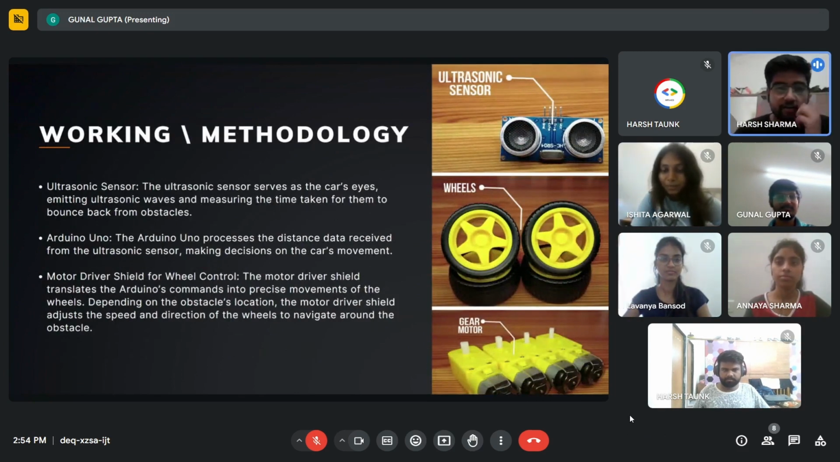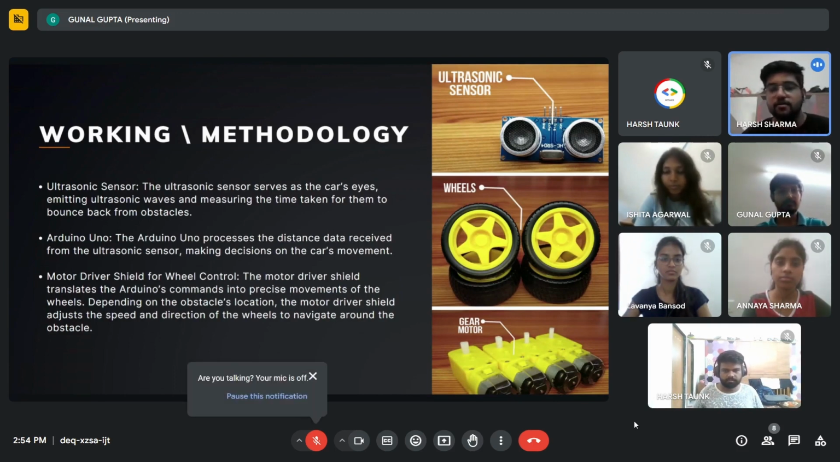So next we have the working methodology. First, the component we have used is ultrasonic sensor. So the ultrasonic sensor serves as the car's eyes, which continuously emits ultrasonic waves, and it measures the time taken for them to bounce back from the obstacle. Next, we have the Arduino Uno, which processes the distance data received from the ultrasonic sensor, making decisions on the car's movement. So basically, it's the brain of the car.